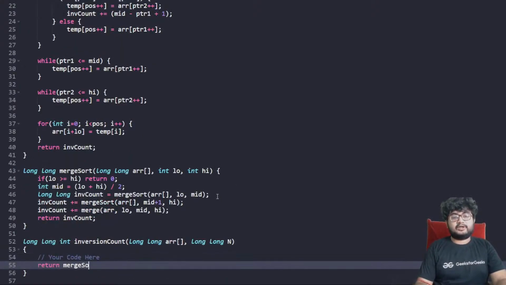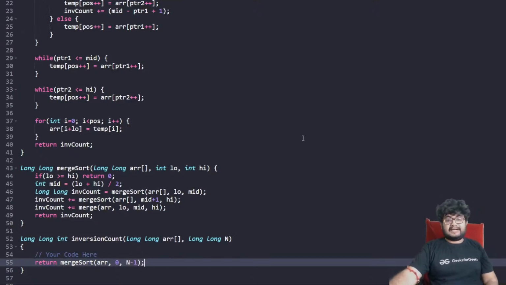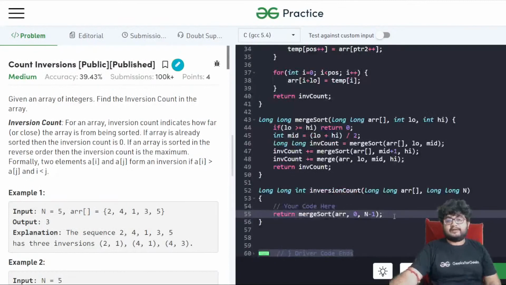And finally, what we can do here is we can just return merge sort ARR 0 to n minus 1. So that will find the total number of inversion count. We are sorting the entire array.